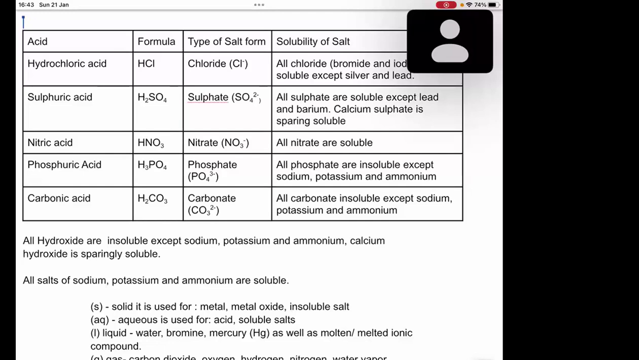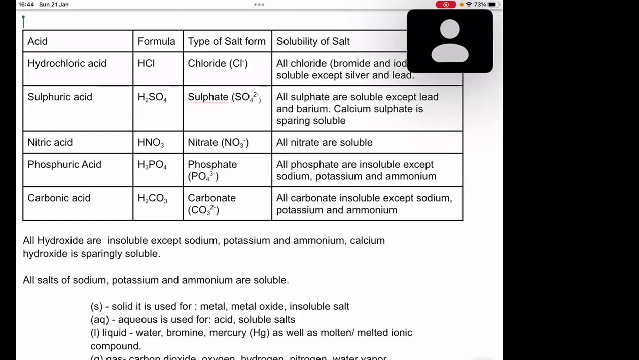Nitric acid is HNO3 and it forms nitrate salts. All nitrate salts are soluble. So every single cation that we bond with nitrate, those are soluble. Lead nitrate soluble, zinc nitrate soluble, copper nitrate soluble, ammonium nitrate soluble, lithium nitrate soluble. Clear?